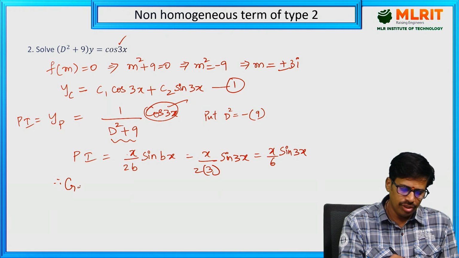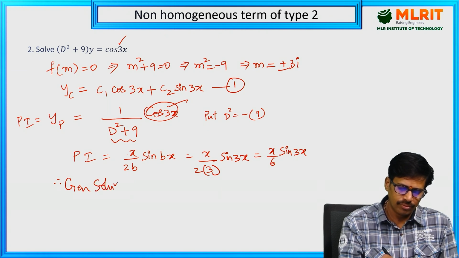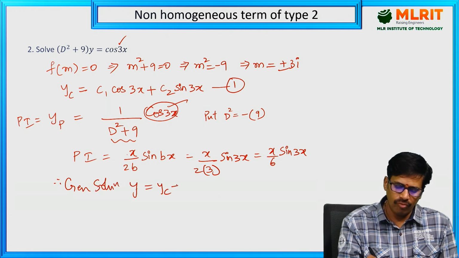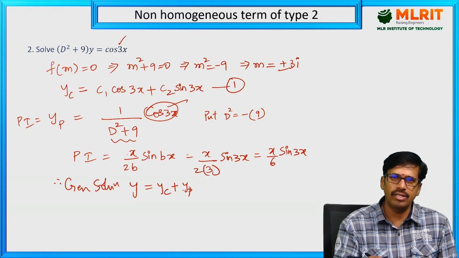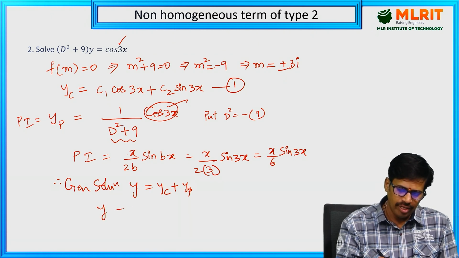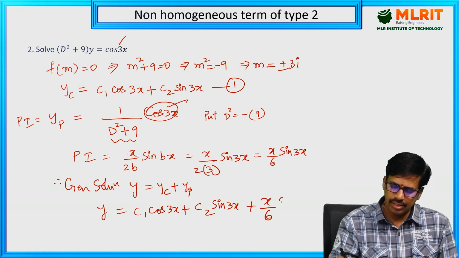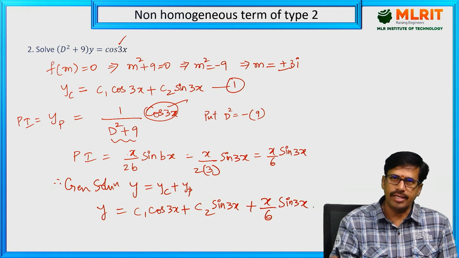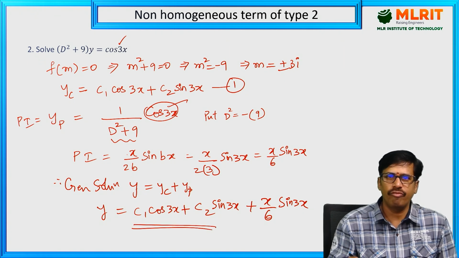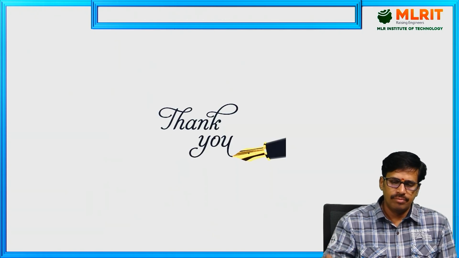Therefore, the general solution formula is y equal to yc plus yp. Add the complementary function and the particular integral. So y is equal to c1 cos 3x plus c2 sin 3x plus x by 6 sin 3x. This is how we find the general solution. Thank you.